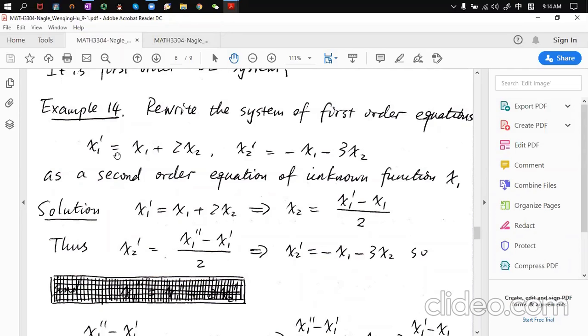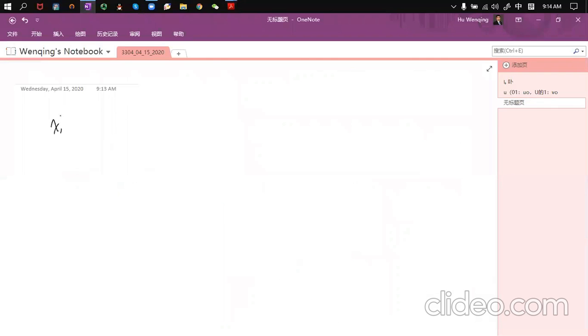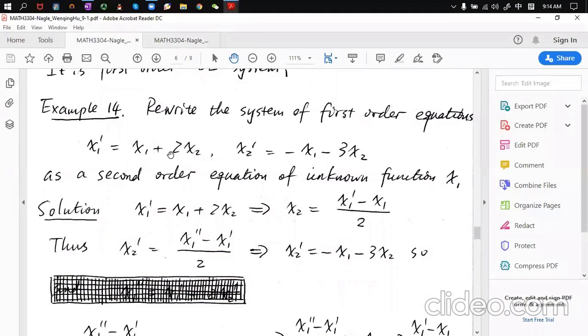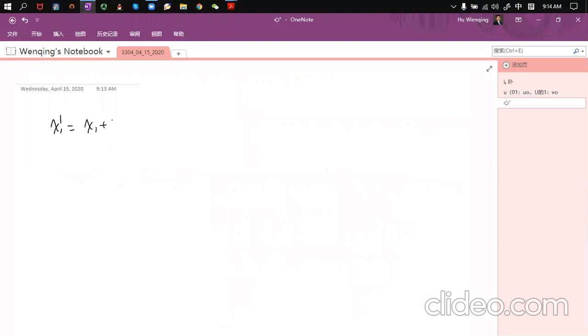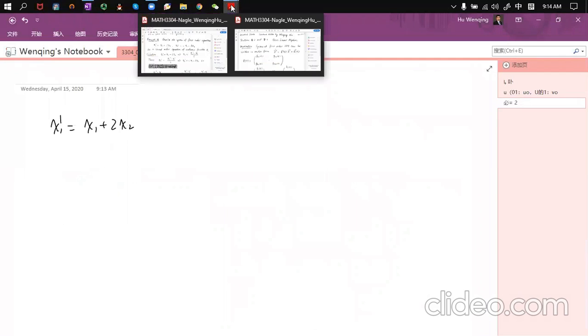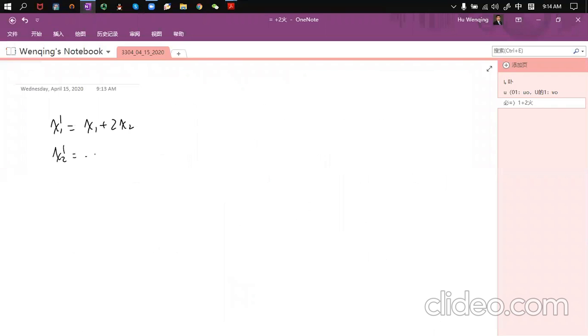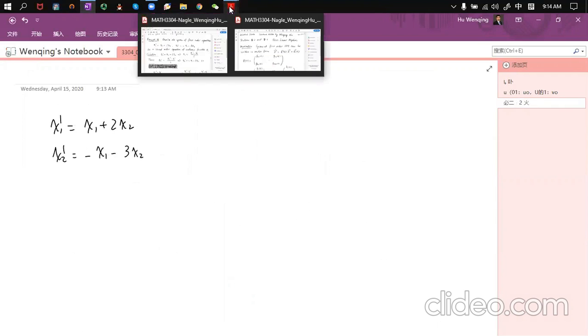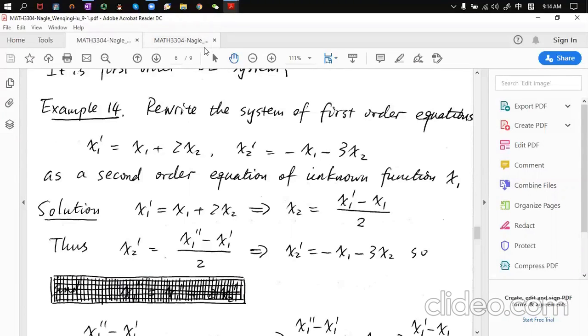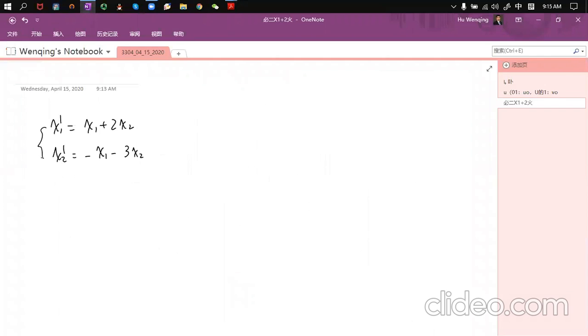For example, here there's an example saying that you have a system of first order equations. x1 dot is equal to x1 plus 2x2, and then you have x2 dot is equal to minus x1 minus 3 times x2. So you have both these two equations. Now I want to write it into a second order differential equation.